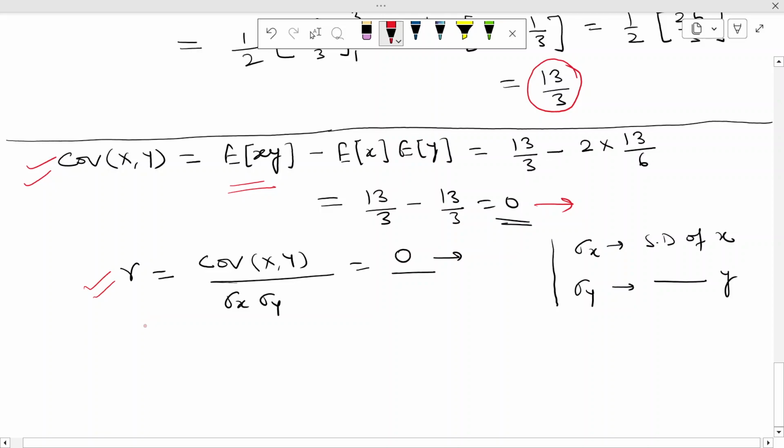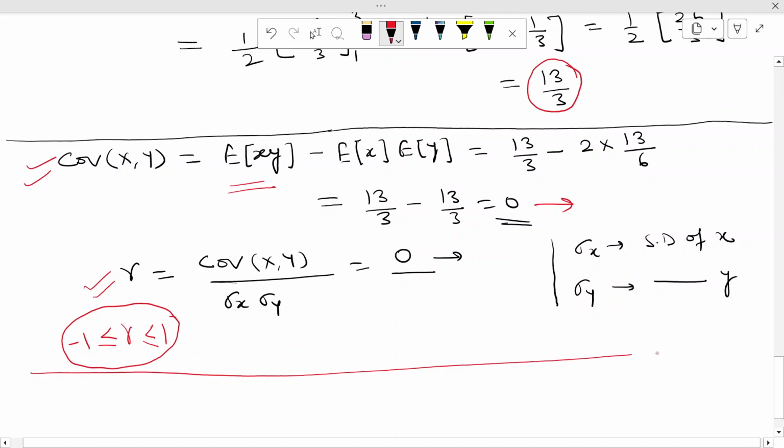So this is how we solved a problem on expectation for the two-dimensional continuous random variable. Of course, if this covariance is non-zero, then our r will be non-zero, and always remember that the range for r is minus 1 to 1. So this is how we handle the problems on two-dimensional continuous random variables and the expectation of the two-dimensional continuous random variable.